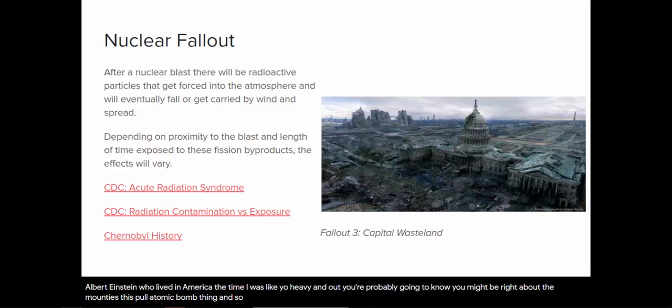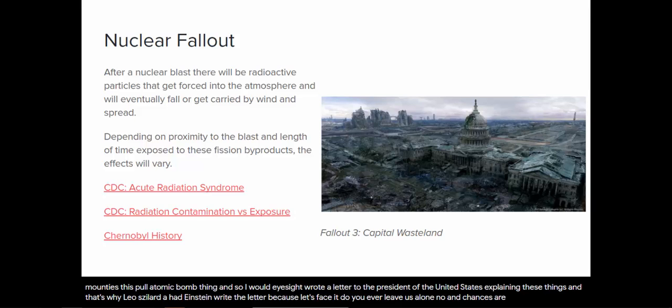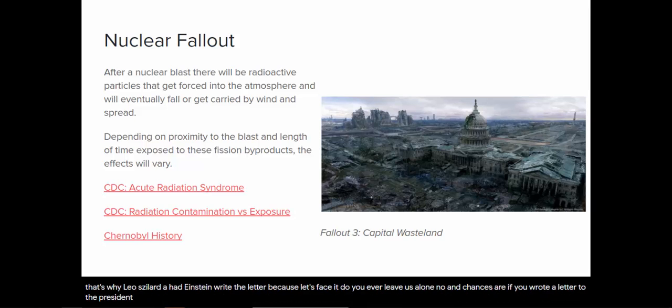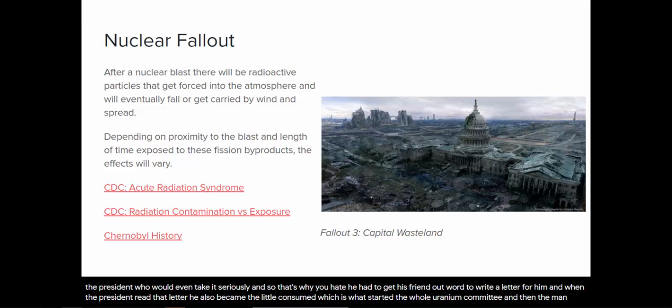And so Albert Einstein wrote a letter to the President of the United States explaining these things. That's why Leo Szilard had Einstein write the letter, because, let's face it, do you know who Leo Szilard is? No. Chances are, if he wrote a letter to the President, the President wouldn't read it, or wouldn't even take it seriously. So he had to get his friend Albert to write a letter for him. And when the President read that letter, he also became a little concerned, which is what started the whole Uranium Committee and then the Manhattan Project.